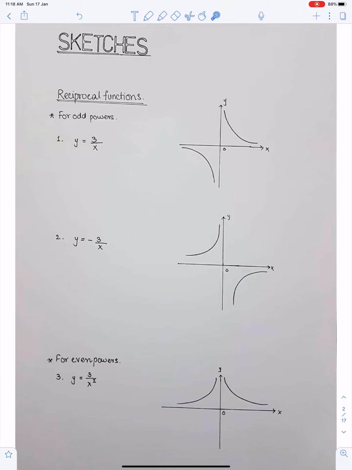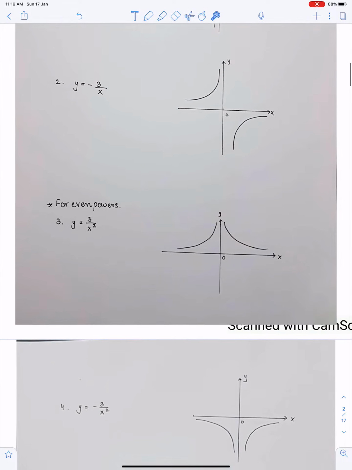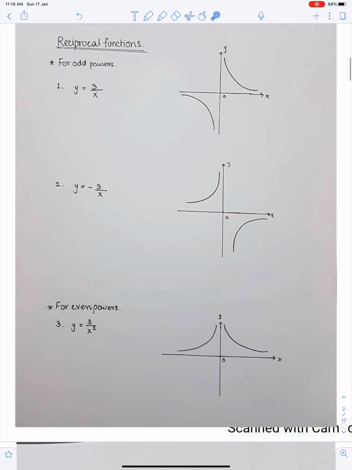And when we have the same function with opposite sign, like a negative sign here, then this would be the sketch. Basically, it is the opposite of this sketch, the reflection about the y-axis, or you can say the reflection about the x-axis. You have to learn these sketches for this chapter, and you have done these sketches in O-level math syllabus D in graphs.